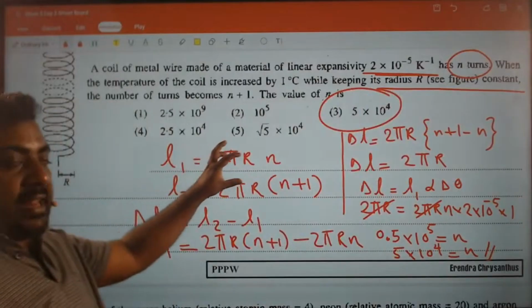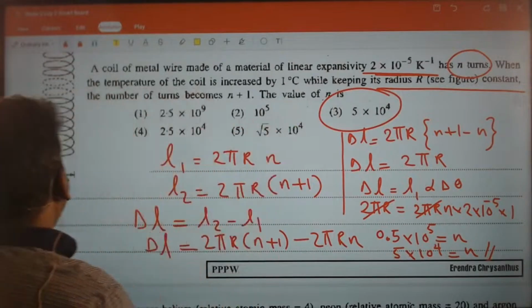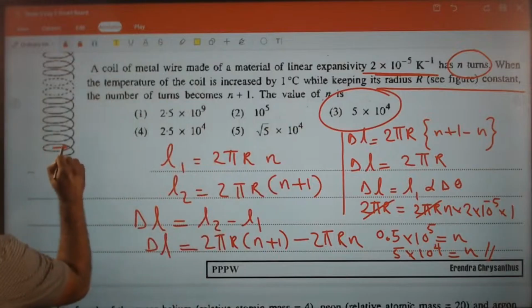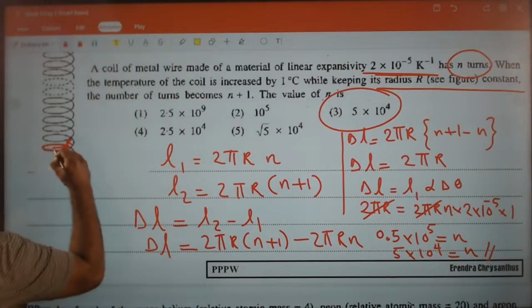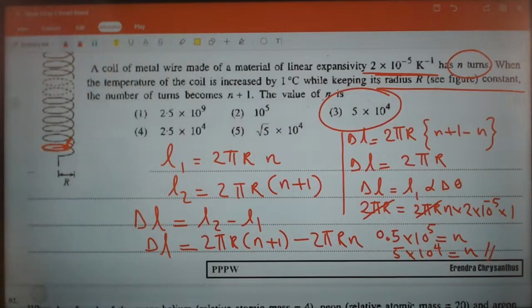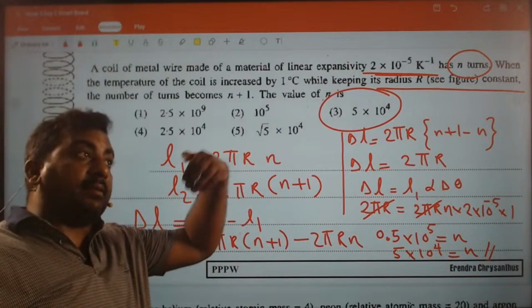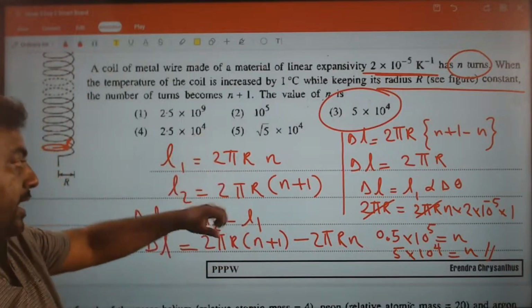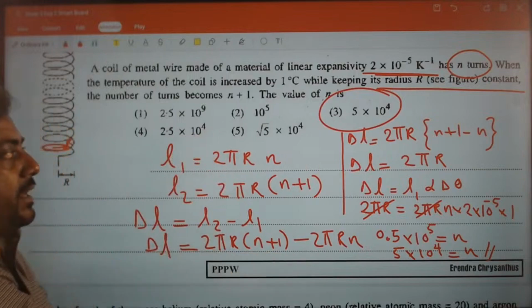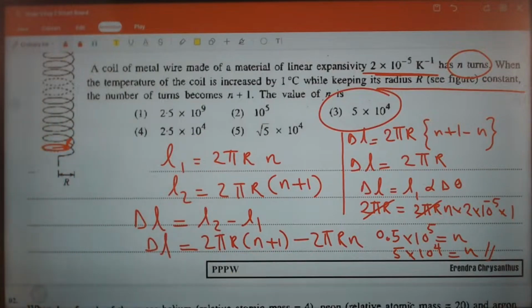So initial length is 2πr. If you look at this here, this radius is r, 2πr times n. Final length is 2πr times (n+1). Difference in that will be the expansion. Once you need it, carefully write it down.